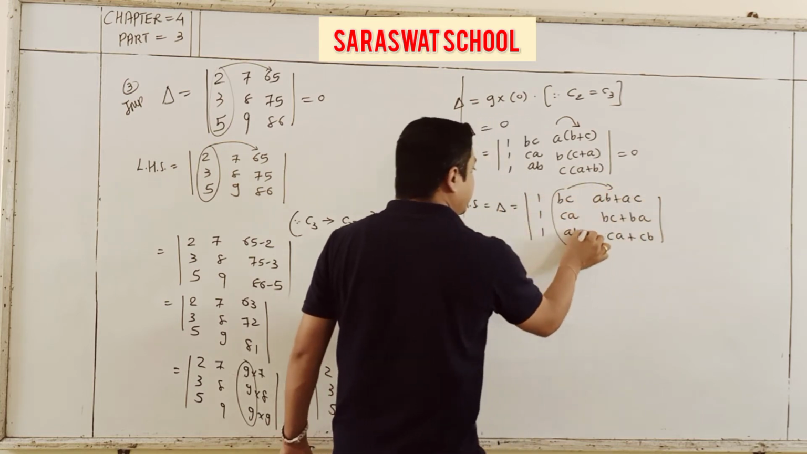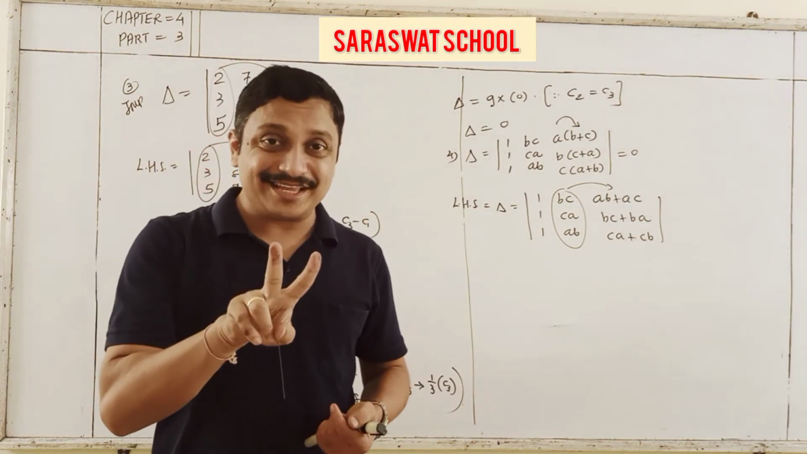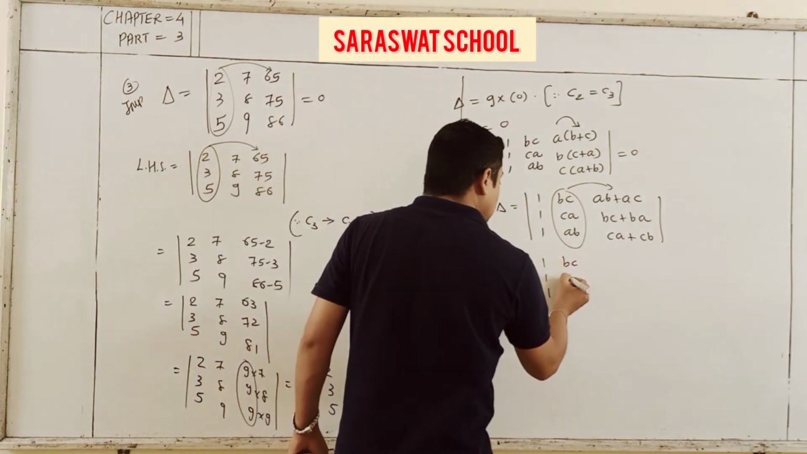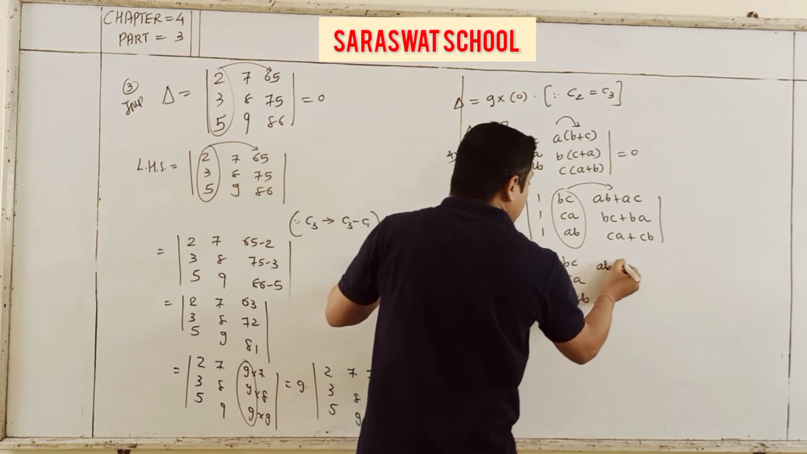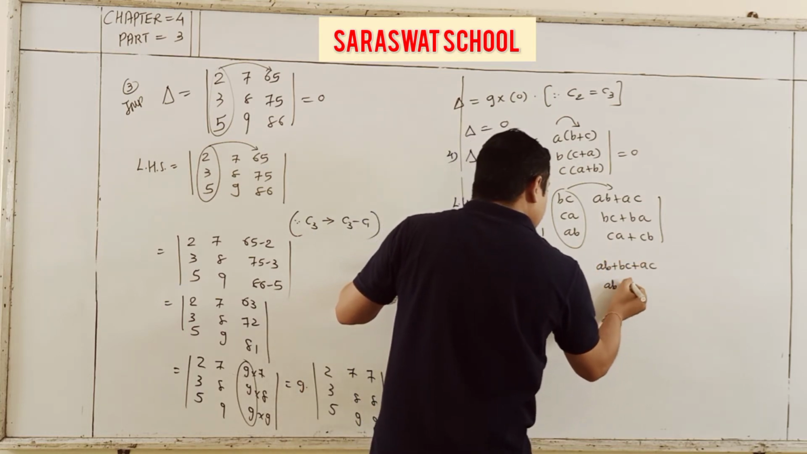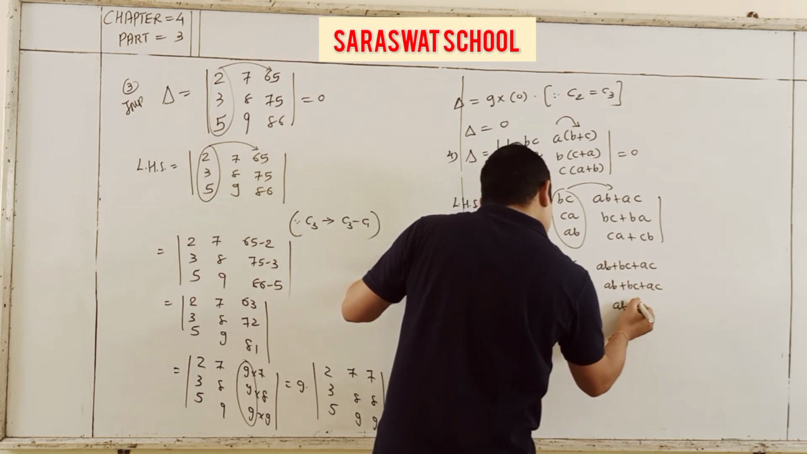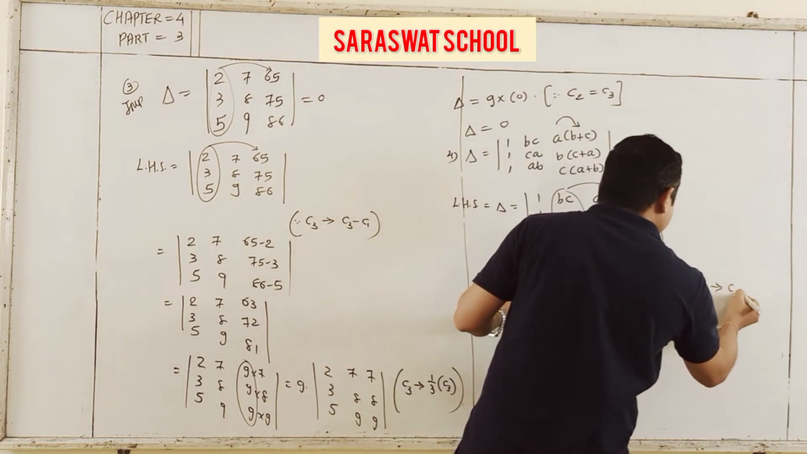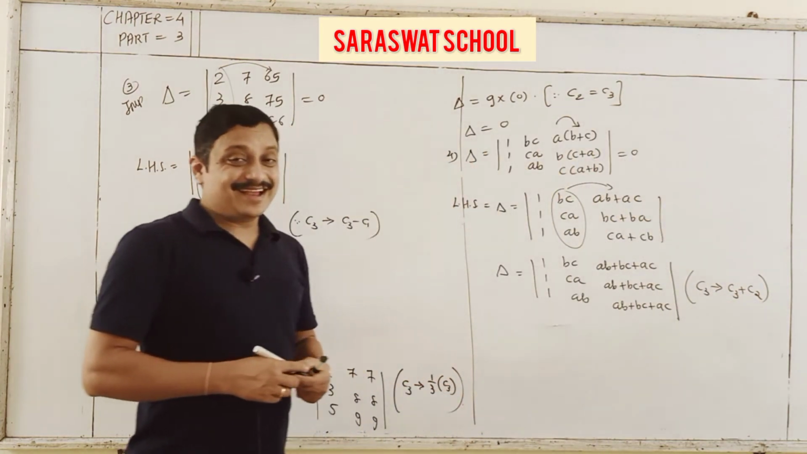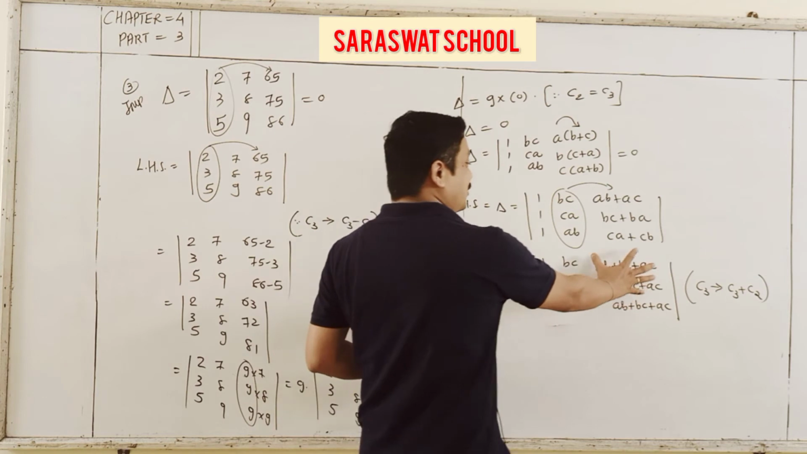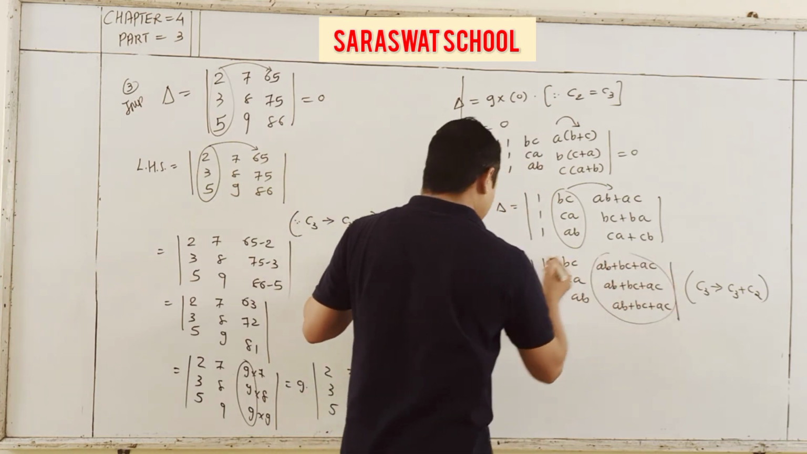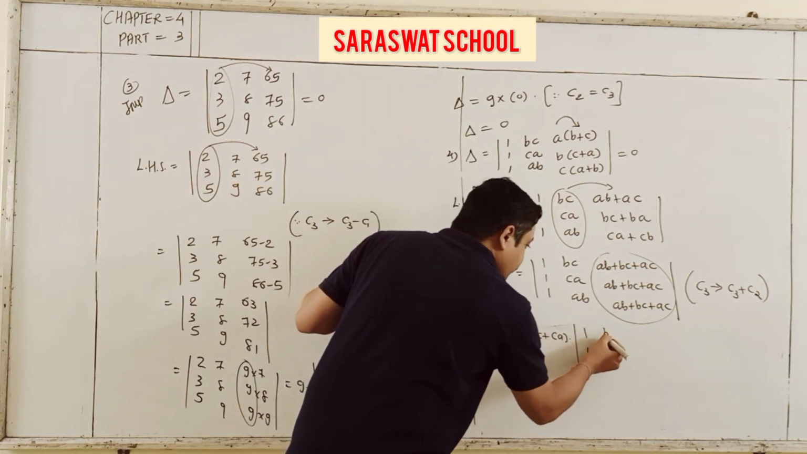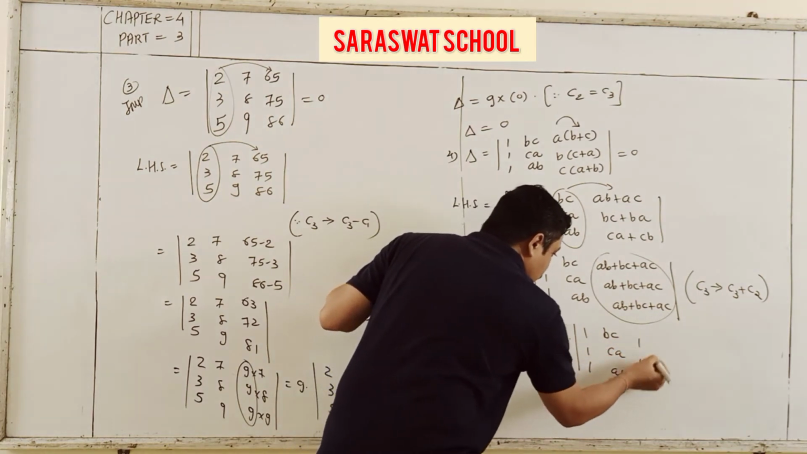I just add the second elements into the third, so the answer is 1 1 1, BC CA AB, and the third row becomes AB plus BC plus AC in every entry. Column 3 I added to the second column. Now students, why am I doing that? This is the common factor; take it outside: AB plus BC plus CA, with the other rows BC, CA, AB and 1 1 1.